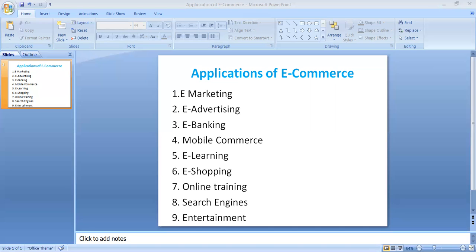Well, now I'll move on to the third application of e-commerce, that is e-banking, popularly known as internet banking. E-banking or internet banking is a means by which any user with a personal computer and a browser can get connected to his bank's website to perform any of the banking transactions. You can deposit, withdraw, transfer money, and withdraw the FD also.